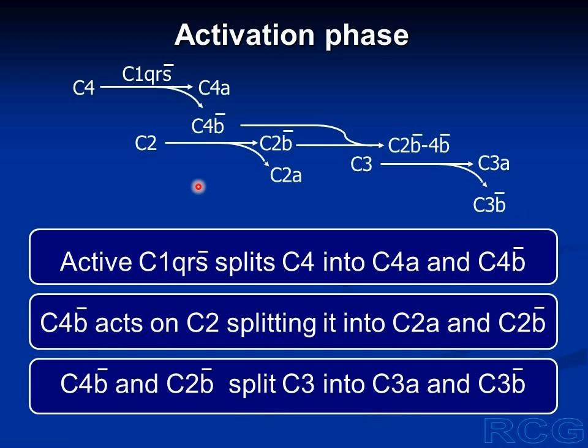They form a complex. This complex is made up of C2B, C4B, both of which are active, and they act on the next complement component, which is C3. C3 is split into C3A and C3B. C3B is the enzymatically active form of this component, and this phase is known as the activation phase. So after recognition phase, there is activation phase, in which ultimately complement component C3 is activated. It becomes an active enzyme.